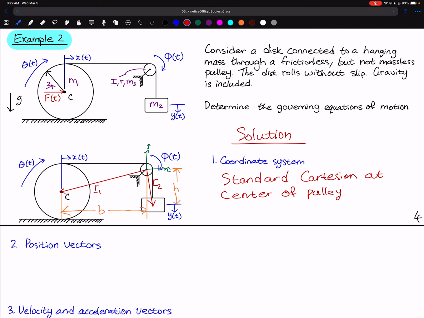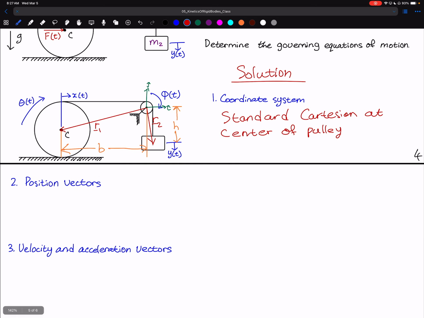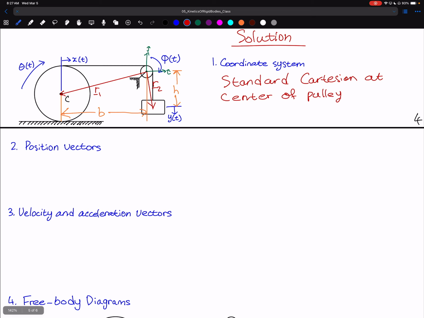This disk is being pushed by a force acting at the center, and we're going to measure its rotation using theta of t, the displacement of that top point with x of t, rotation of the pulley using phi of t, and then the vertical displacement of that mass, m2, using y of t. Okay, so I've drawn the position vectors as shown here. R1 goes to the center of the disk, or the center of mass. If I don't tell you that the center of mass is somewhere weird, then you just assume that it's at the center of the disk, or the center of whatever object you're considering.